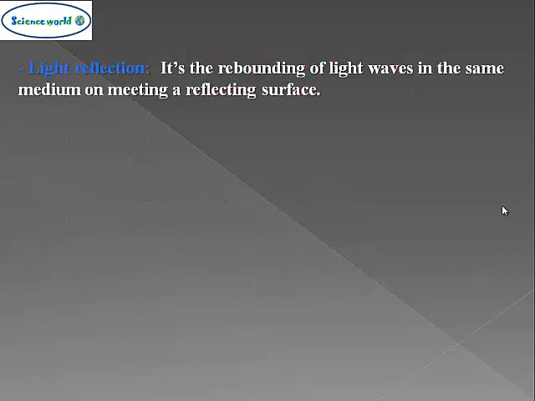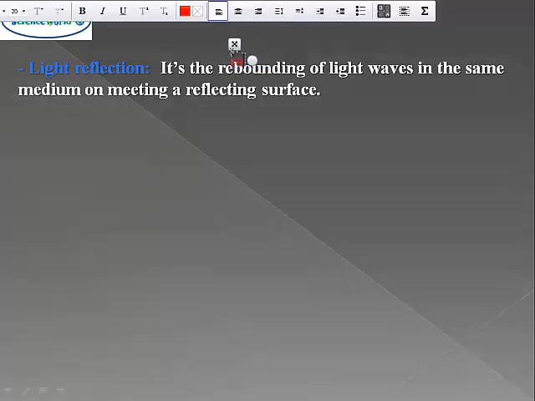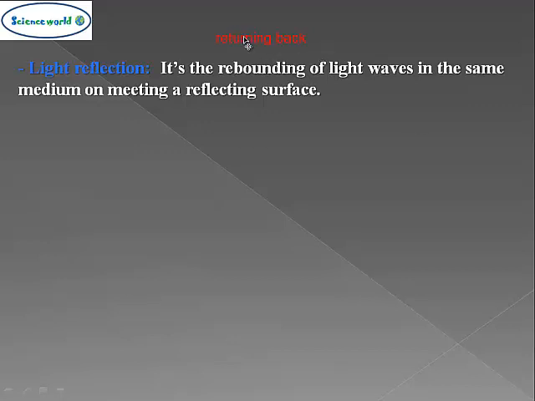Let's start. Light reflection. What is meant by light reflection? It is the rebounding of light waves in the same medium on meeting a reflecting surface. By the way, rebounding means returning back. So, it is the returning back of light in the same medium on meeting a reflecting surface, like a mirror.